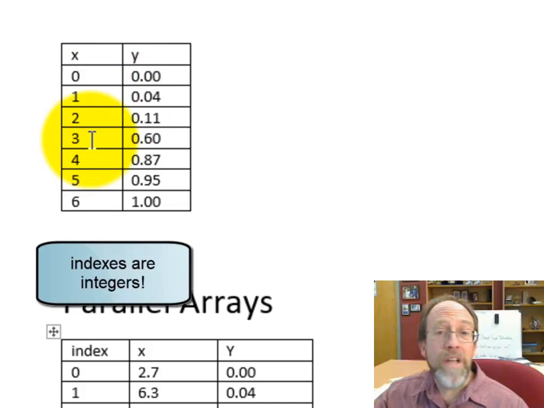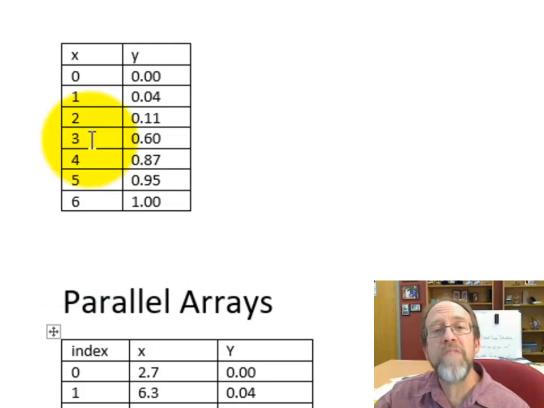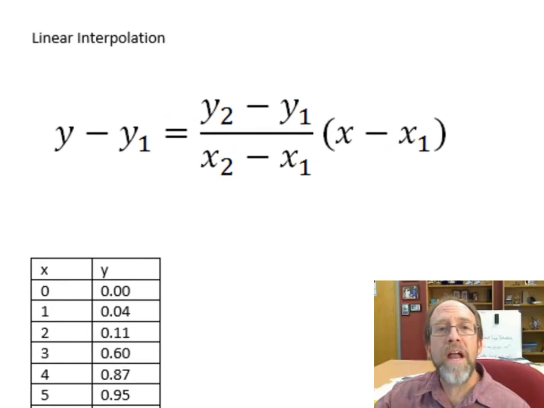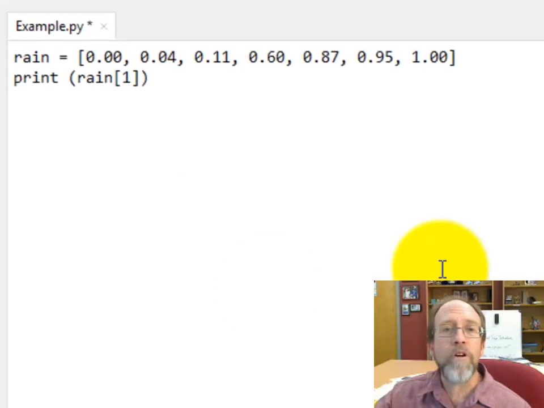However, we're going to have to work a little bit beyond that concept of integer indexes because we're going to have situations where we need to actually find values that are between. That's where the good old interpolation comes in. So for right now, we'll move that out of the way and we'll just start going into the programming example.